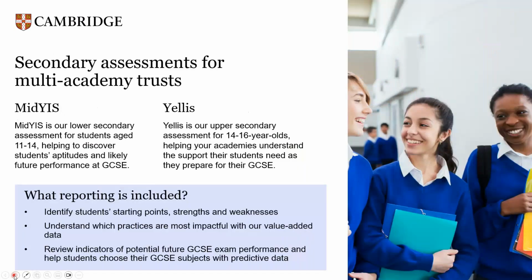If you're a secondary school here, we have some MATs who don't have any primaries in, that's fine. But if you're secondary, I recommend looking at your MIDYIS and YELLIS data in a really clear way. MIDYIS covers your students from ages 11 to 14, and then YELLIS covers them from 14 to 16. What you might know from MIDYIS is it gives you really clear outcomes for their baseline data and gives you predictions. And this is where you can really help support them.